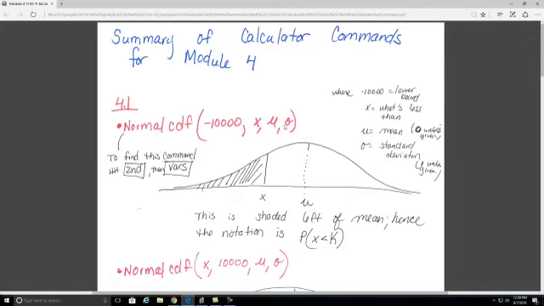If the mean and standard deviation are not given, let your mean be 0, and let your standard deviation be 1. To find this command, we're going to hit second and then bars, but I will show you that in just a moment. But this only applies if it's less than, also known as shaded to the left.